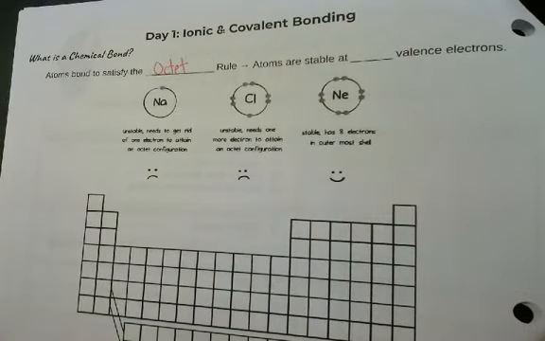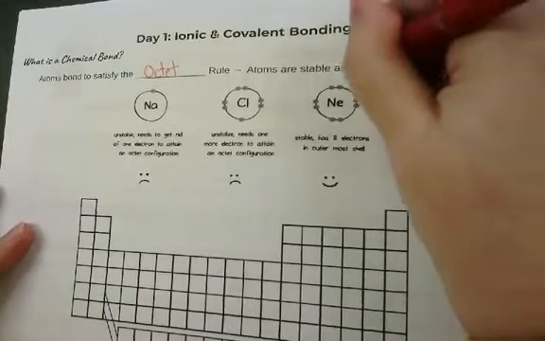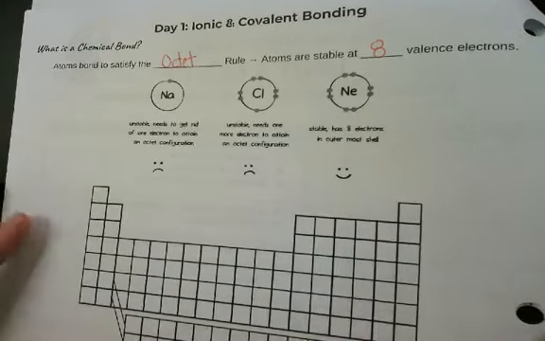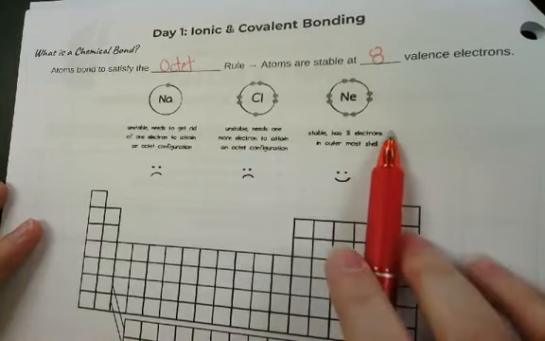So, atoms are going to bond together in order to satisfy what we call the octet rule. And this octet rule just means that atoms are going to be most stable when they have 8 valence electrons. Okay, so last unit, we should have kind of been able to use the periodic table to figure out how many valence electrons an atom has based on what group it's in. Okay, we're going to review that down here, but this is just a good way to view that.